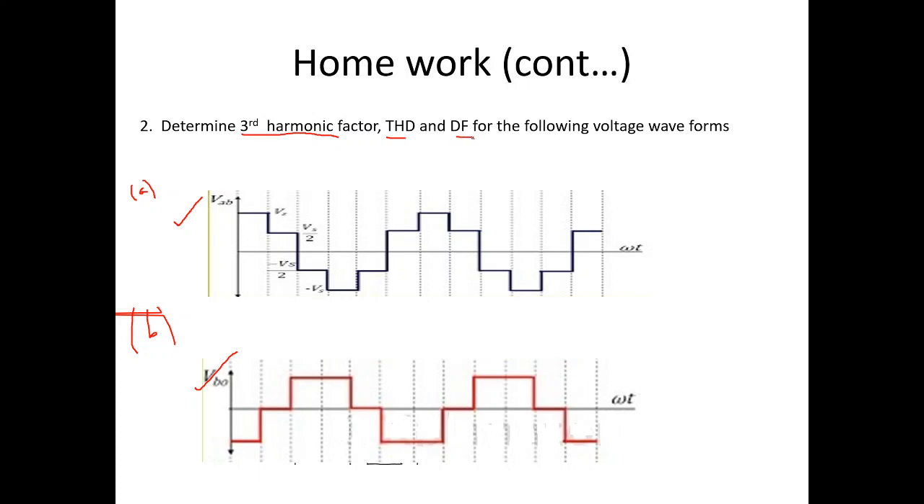I already delivered a lecture on computation of RMS values and also computation of the Fourier series. So please try to find the Fourier series and also the RMS value of the output voltage. From that you can find out these three. I leave it as homework, and if you have any difficulty please let me know.